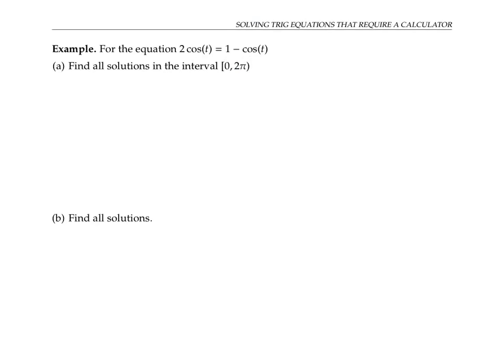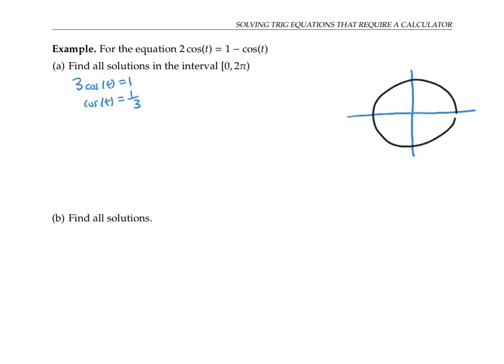As usual, I'll start by simplifying and isolating cosine. Adding cosine to both sides, I get 3 cosine t equals 1. And dividing by 3 gives cosine t equals 1/3. Now, 1/3 is not one of my special values in the circle, but I can locate it approximately.